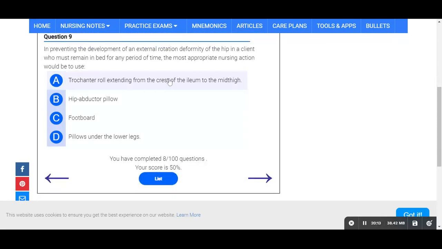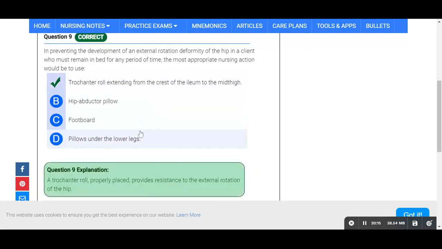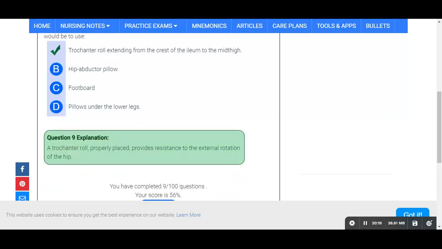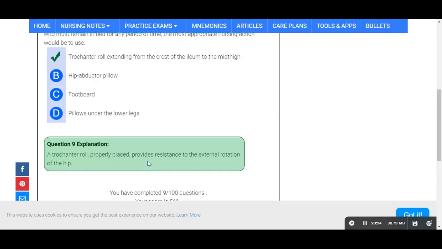I'm not pretty sure about this, but I'll try this one. Okay, trochanter roll. That is true because it provides resistance to the external rotation of the hip, the trochanter roll.